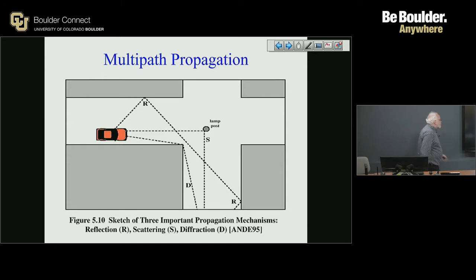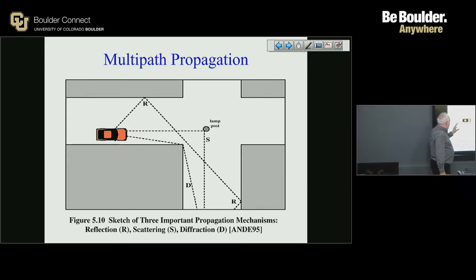So this kind of shows you visually those three different mechanisms. You can reflect off a boundary, you can scatter off of an object, so you can have specular scattering. And this happens especially at millimeter wave, you get a lot of specular scattering. And then you can have diffraction around an edge.